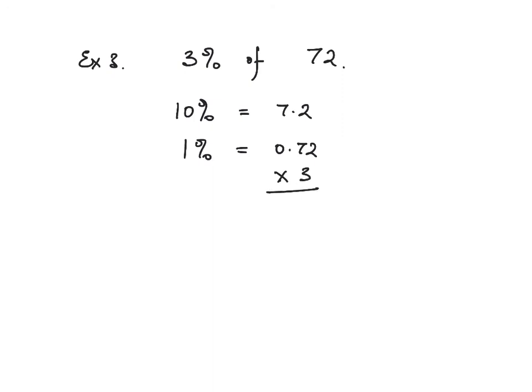So 3 times 2 is 6, 3 times 7 is 21. Put down 1, carry 2. 3 times 0 is 0 plus 2 is 2. So 3% is 2.16.